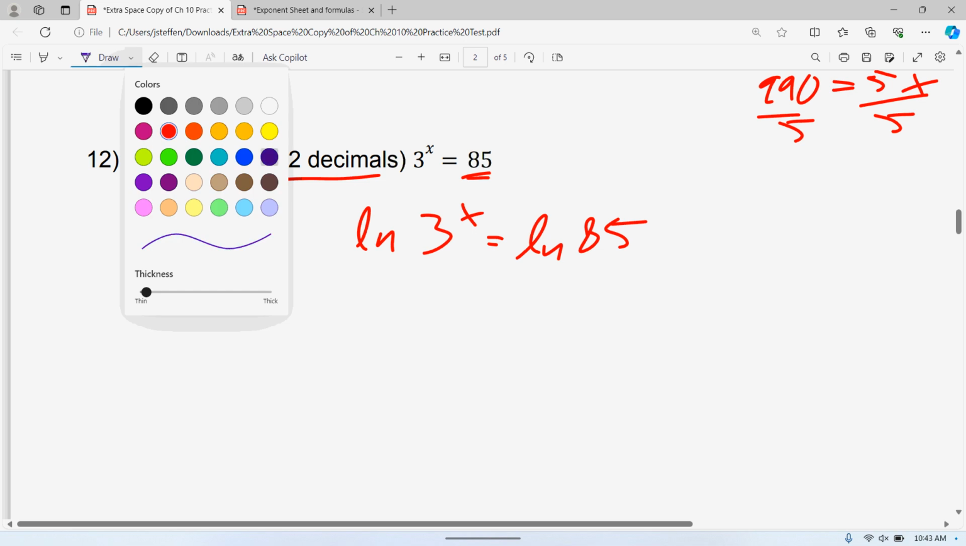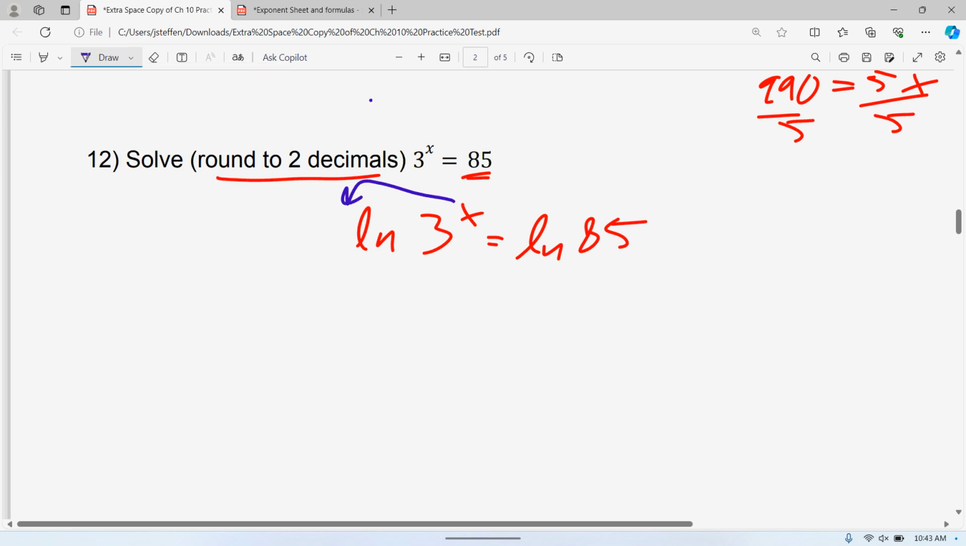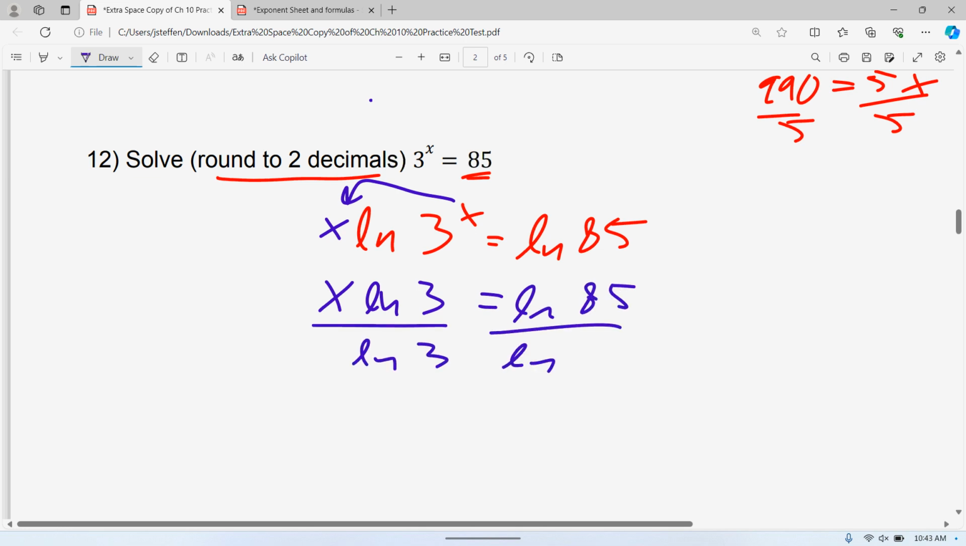That puts the exponent in front. So we have x times natural log of 3 is equal to natural log of 85. And then, per usual, divide both sides by natural log of 3. You get x is equal to natural log of 85 divided by the natural log of 3, which is 4.04387, which rounds to 4.04.